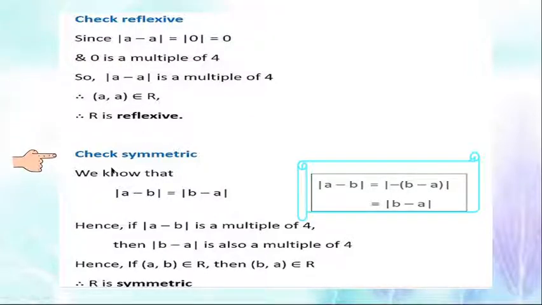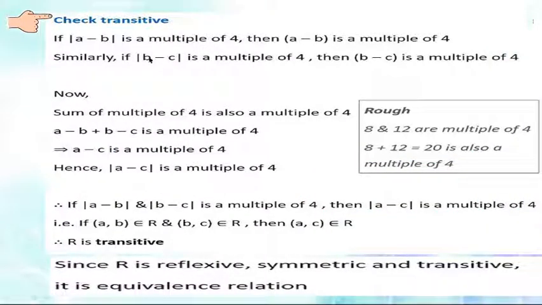Then let's talk about symmetric. We know that mod of A minus B is equal to mod of B minus A. So if this ordered pair AB is in the relation, means mod of A minus B is a multiple of 4, then definitely mod of B minus A is also a multiple of 4. So this is symmetric. Now let's talk about transitive.